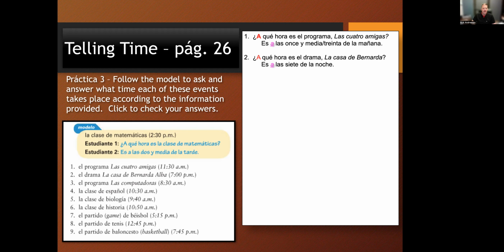Muy bien. Número 3. El programa Las Computadoras at 8:30 a.m. So the question, ¿a qué hora es el programa Las Computadoras? Y la respuesta es a las 8:30 de la mañana. Clase, repitan, ¿a qué hora es el programa Las Computadoras? Es a las 8:30 de la mañana.